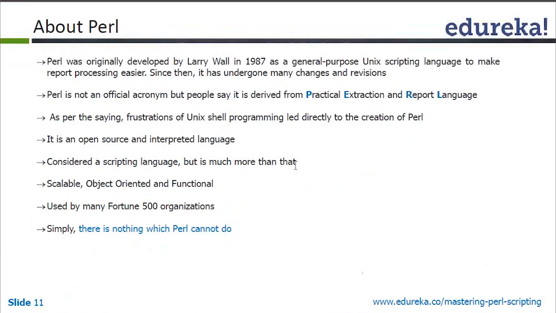Perl has so many features which help developers write a lot of code, and it is very helpful to write very small code rather than writing a very big logic using C or C++. It's scalable, object-oriented, and functional, and as I already told you, used by many Fortune 500 organizations. Simply, there is nothing which Perl cannot do. That's true, because Perl is the master of scripting languages, and I'm talking about a scripting language, not a development language like C, C++, or Python.